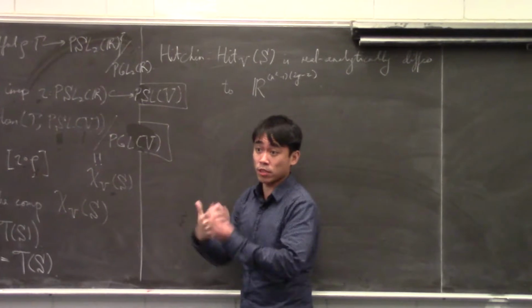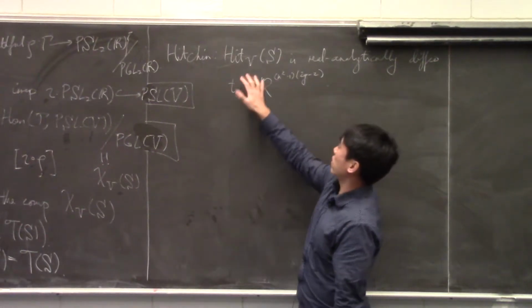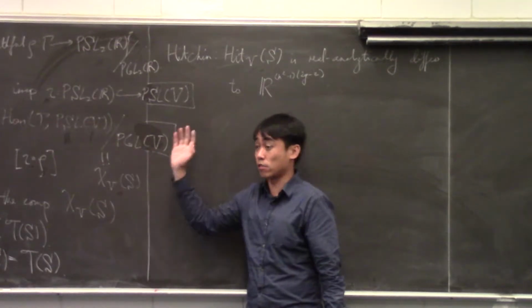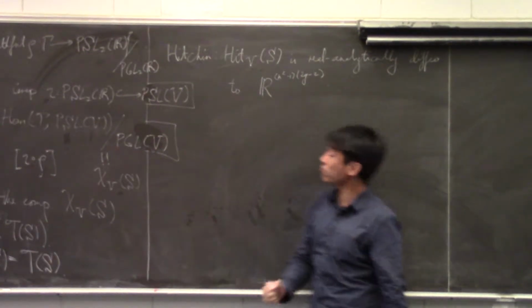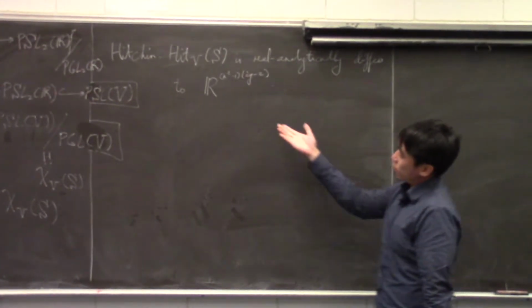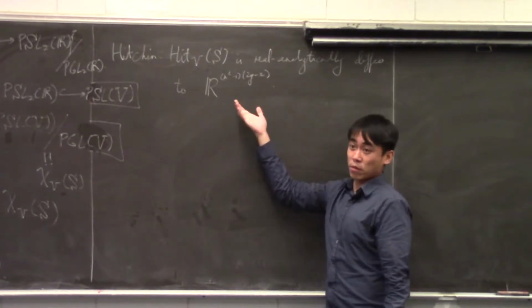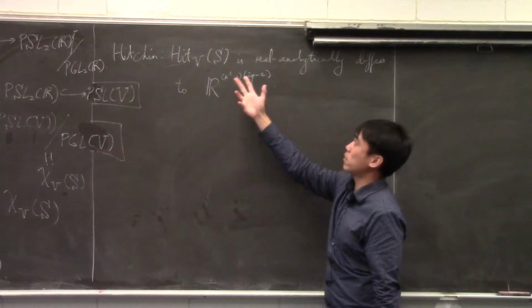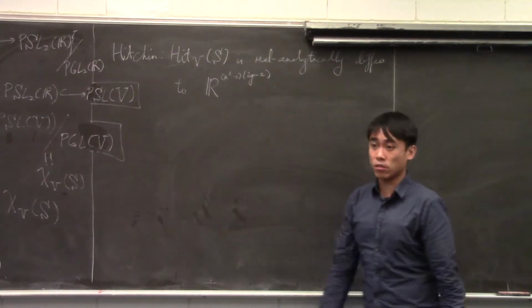Okay, so you might have some singular points, but this is saying that the Hitchin component, this subset of this variety, does not have any singular points. It's a smooth manifold. Furthermore, the topology is very simple. It's just a cell. So this generalizes the well-known fact that the Teichmüller space is a cell of dimension 6g minus 6.